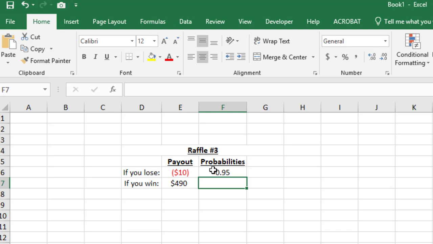And I want to tell you something about Excel. If you want to type 5 over 100 as a fraction in Excel, don't type it as 5/100, because it will change that to a date. If you actually want to do it as a fraction, type equals 5 divided by 100.